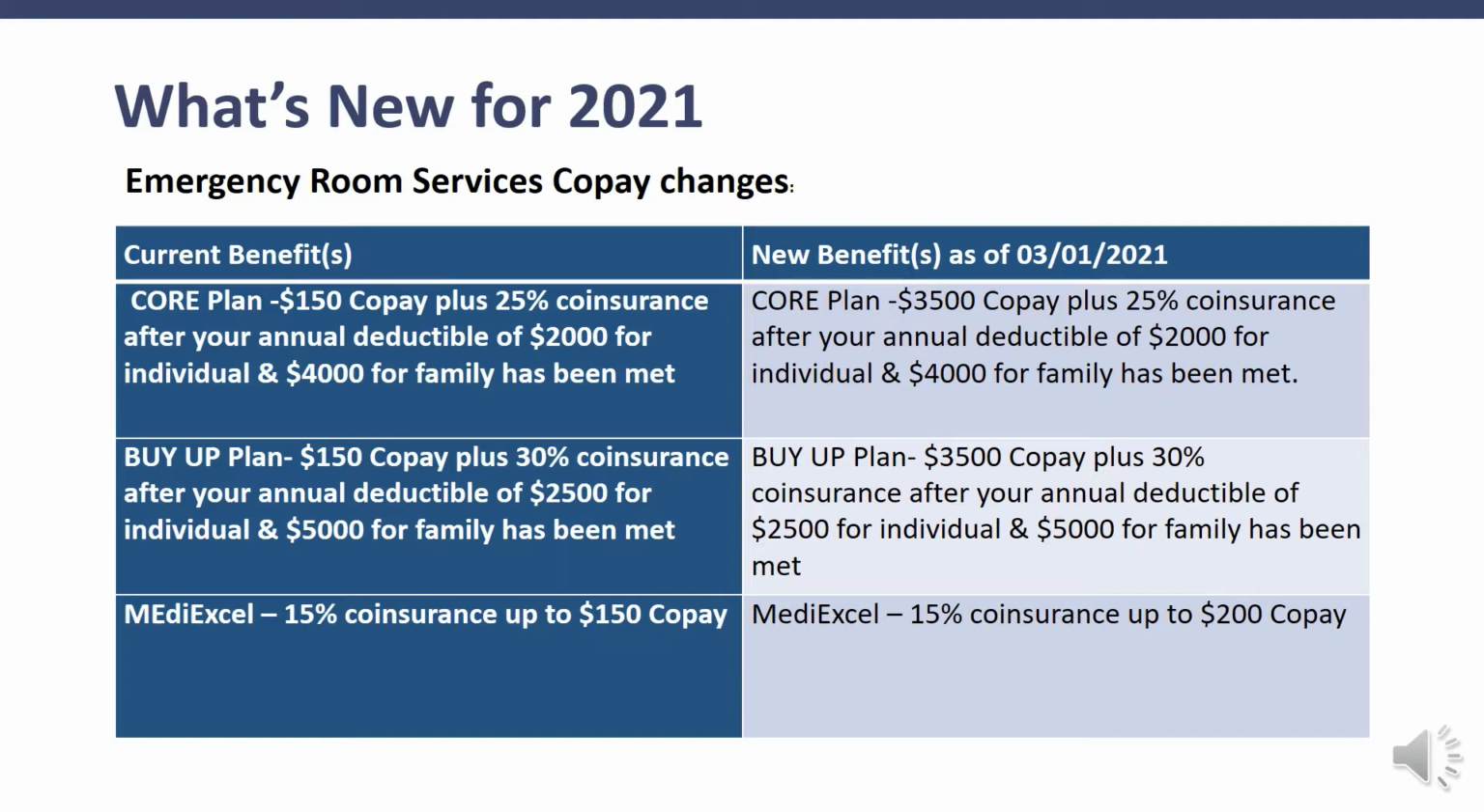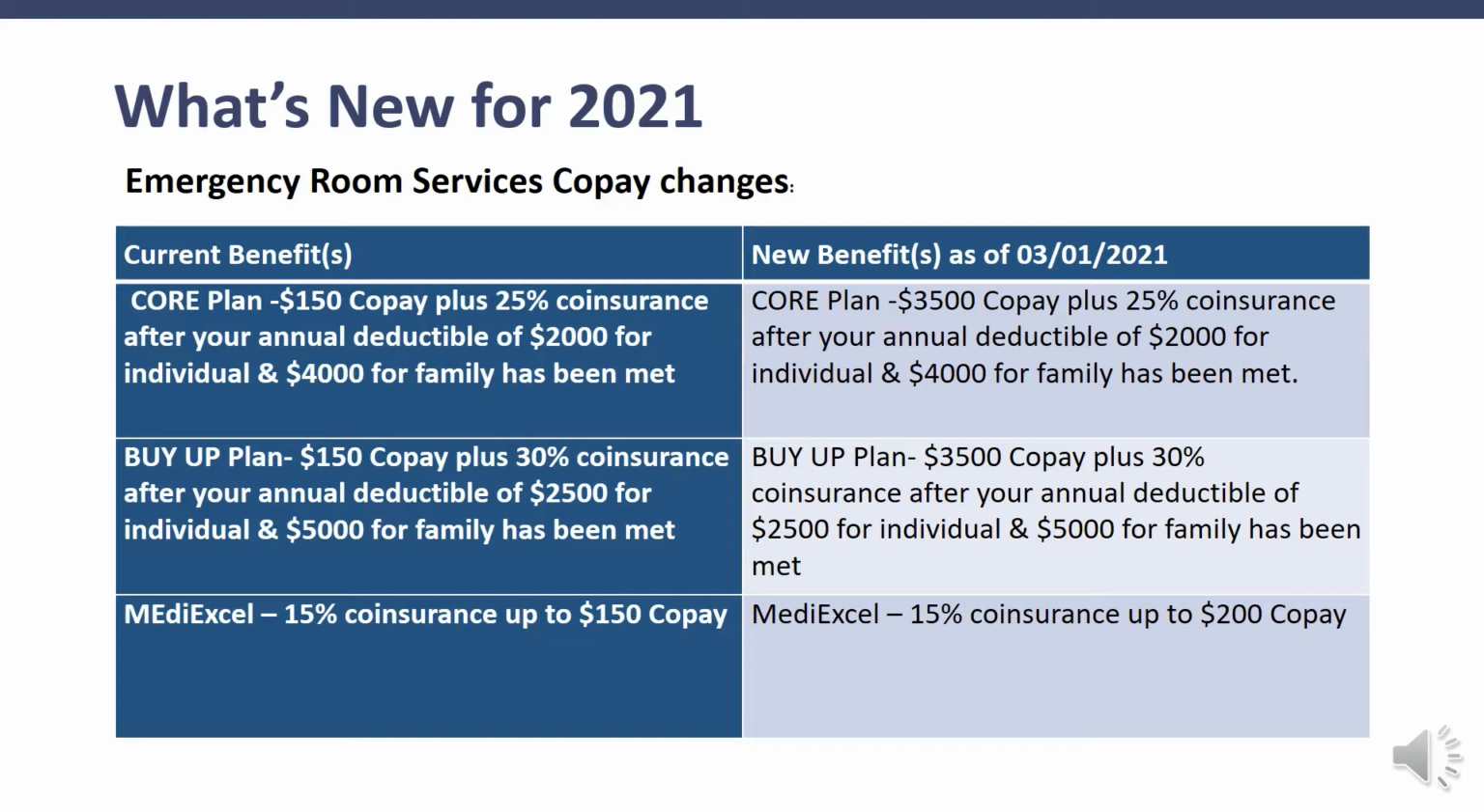Under your buy-up plan, currently your copay is $150 plus 30% coinsurance after your annual deductible of $2,500 for individual and $5,000 for family. As of March 1st, 2021, under the buy-up plan, the copay is $3,500 plus 30% coinsurance after you have met your deductible.